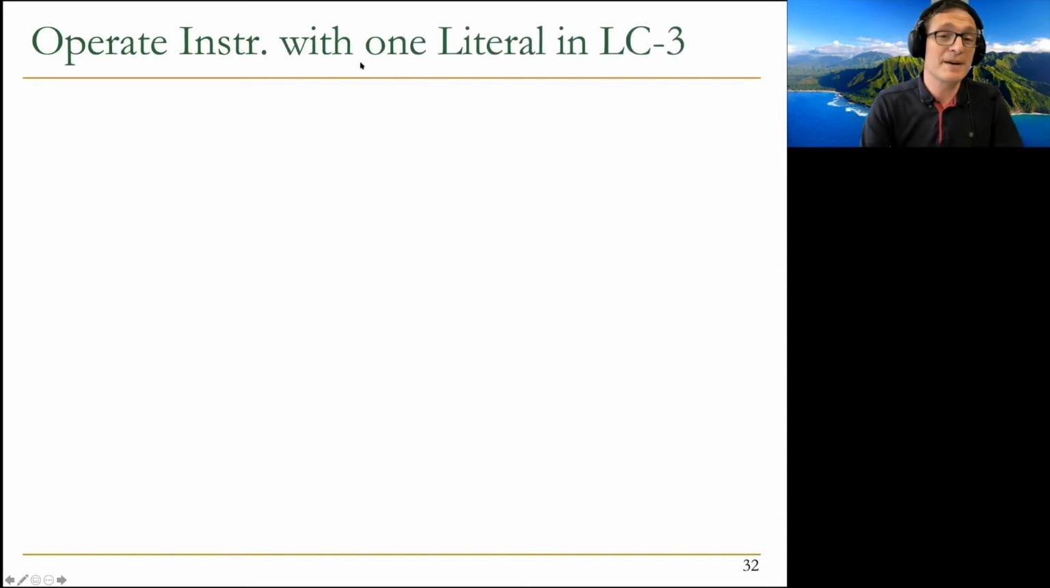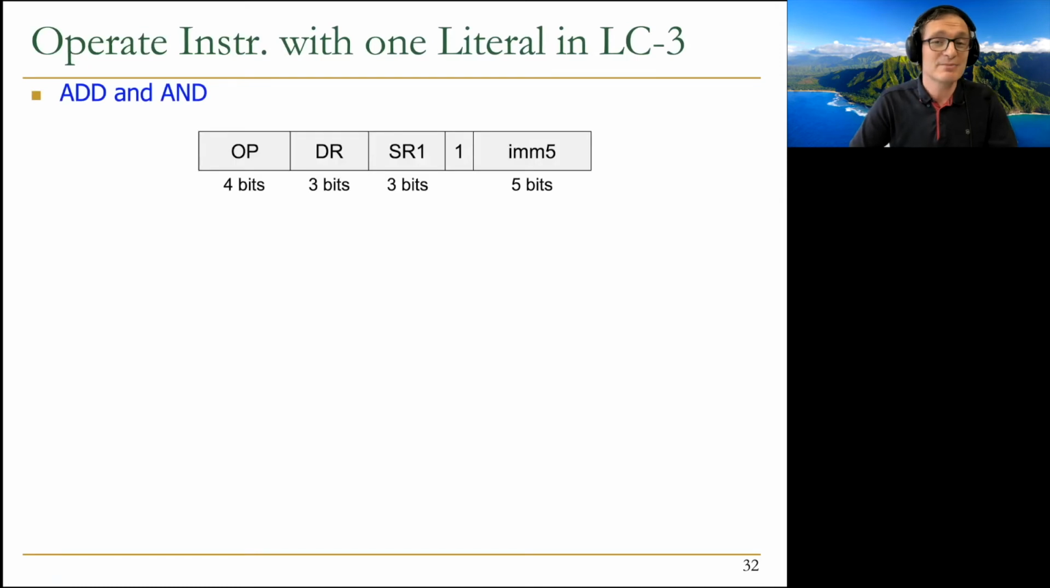So let's take a look at operate instructions with one literal in LC3. We're going to look at add and AND. So if you want to add a source register to some immediate value, this is how you would encode the instruction. This bit specifies whether the part here should be interpreted as an immediate or a register. If this is 1, the bottom 5 bits of the instruction add and AND should be interpreted as immediate.